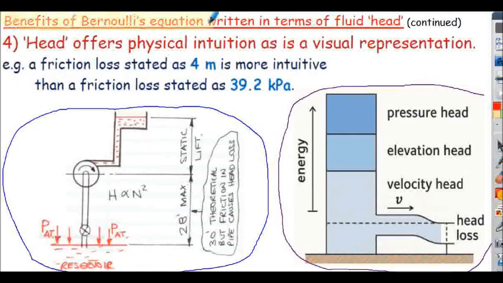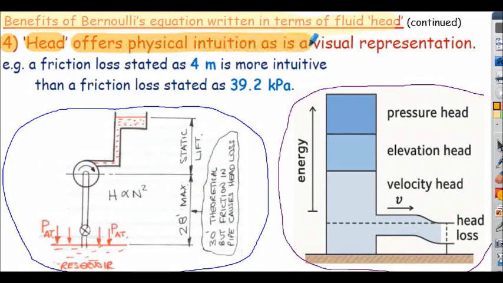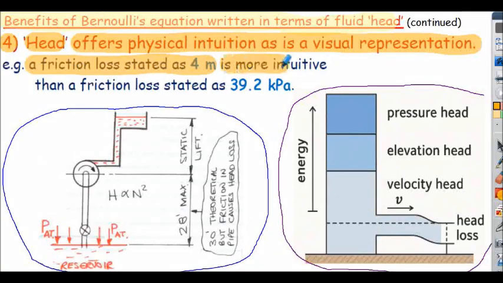Benefits of Bernoulli's equation written in terms of fluid head, continued. And 4. Using head offers physical intuition as a visual representation. So a friction loss stated as 4 meters is more intuitive to visualize than a friction loss stated as, say, 39.2 kilopascals, as is illustrated in the diagrams below.